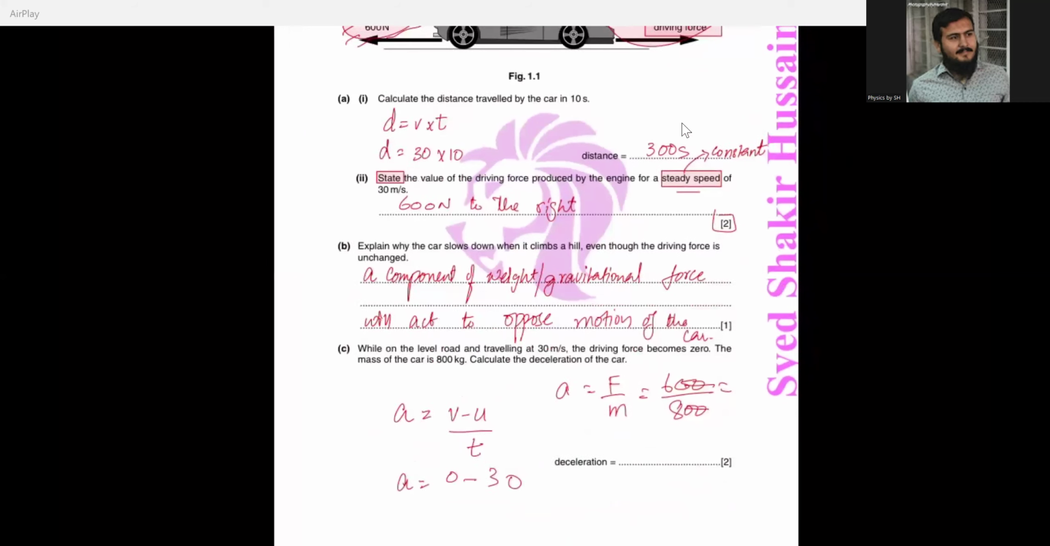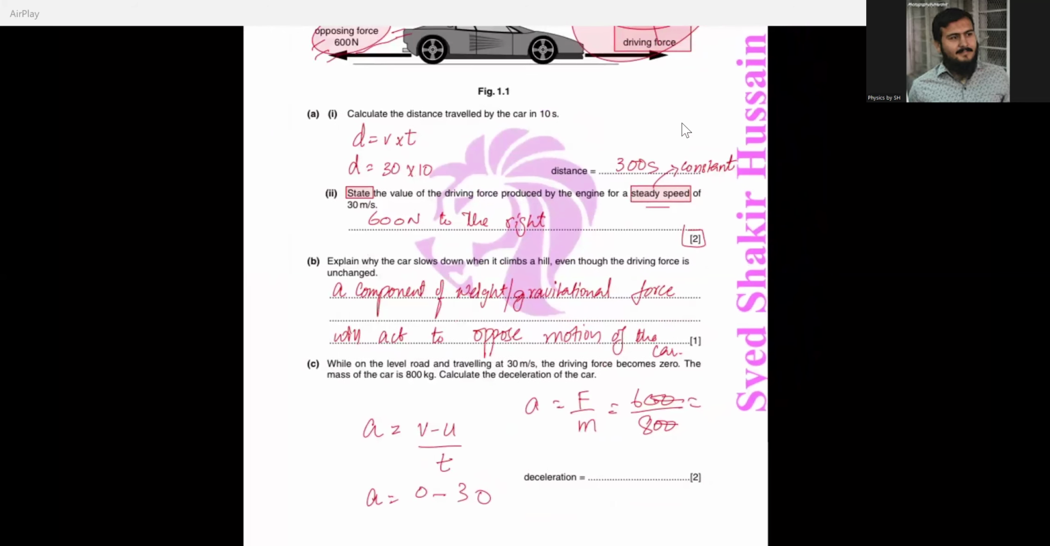So acceleration would be F upon m. That's 600 over 800. 0 0 cut jayega. That would be 6 upon 8. That would be 2 3s are 2 4s are 3 upon 4. And that's 0.75 meters per second.